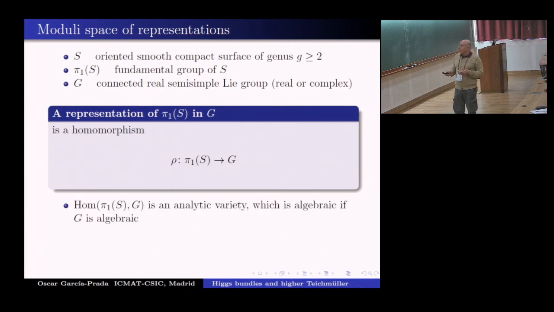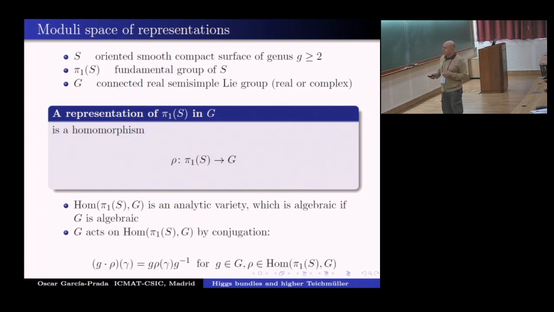And the set of all these homomorphisms is an analytic variety. It's algebraic if G is algebraic. And then, of course, as usual, we're interested in equivalence classes of representations. So the group G acts on the set of all homomorphisms by conjugation by an element in G, in this way. So you have a representation, you can construct another representation, and like that.